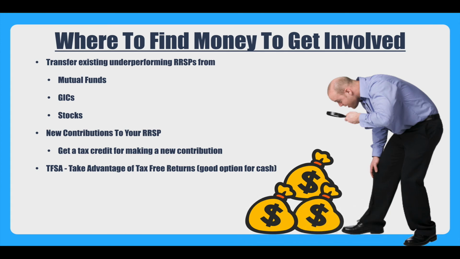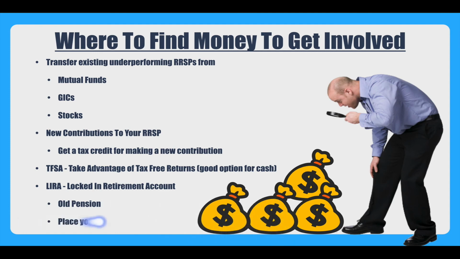You could take advantage of tax-free returns, which is a really good option if you're considering using cash for this opportunity. You can also use a LIRA, which stands for Locked-In Retirement Account. This could be an old pension or a place you no longer work for. You may have once belonged to a union and they may have some pension money of yours. You can transfer it to Olympia Trust and use it for this opportunity.